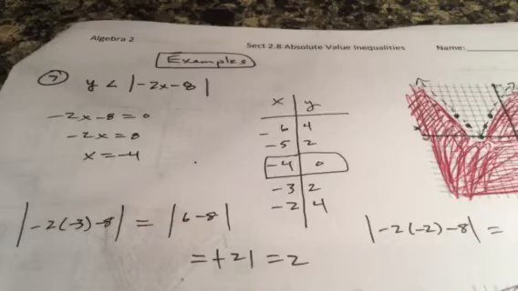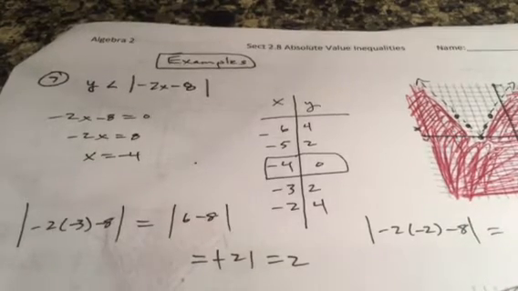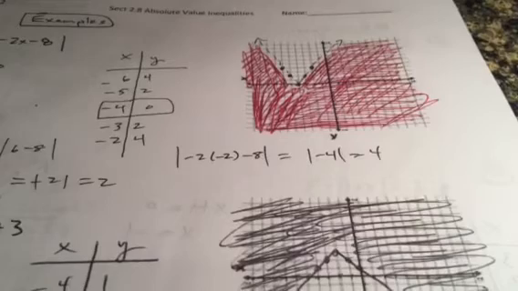Go 1 to the left, 1 to the right. 2 left, 2 to the right. When you plug -3 in for x, you're going to get absolute value of -2, which is +2. When you plug -2 in for x, you get the absolute value of -4, which is +4. It's going to be a dotted line, makes a V, and you're going to shade under, less than.